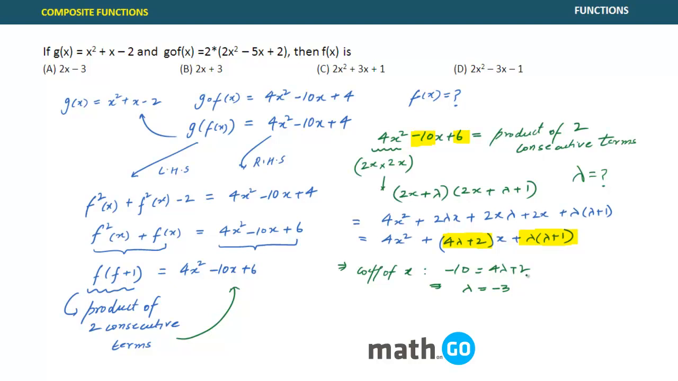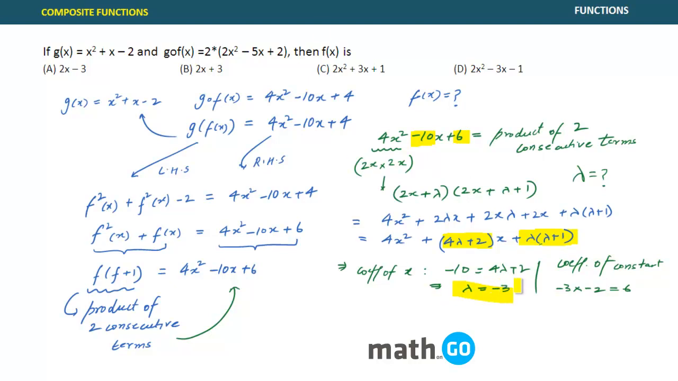You should not immediately jump to the answer that lambda is equal to minus 3. Check the coefficient of the constant also. It should come out to be 6. Just apply and see whether you are getting 6 here or not. It is minus 3 into minus 2. Yes, you are getting 6. That means the value of lambda equal to minus 3 is correct.